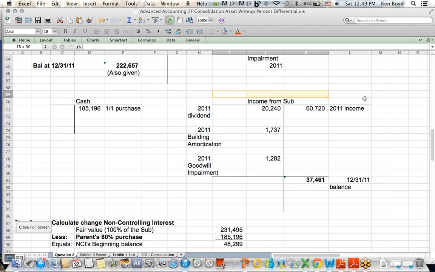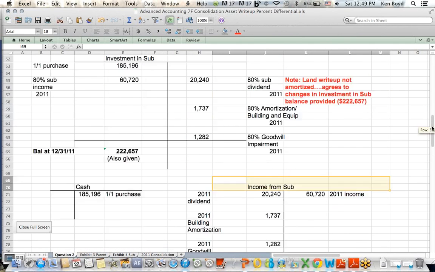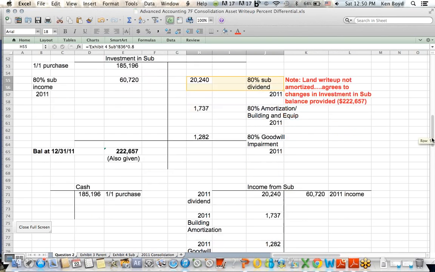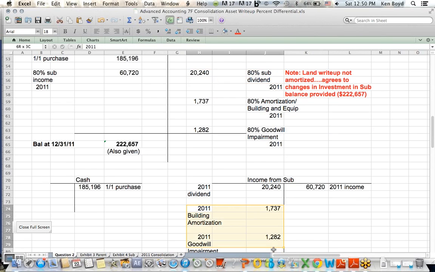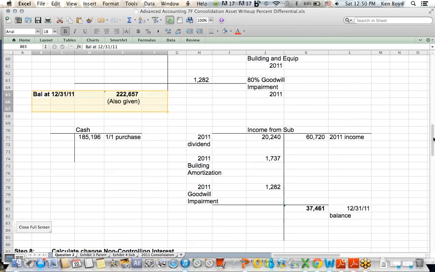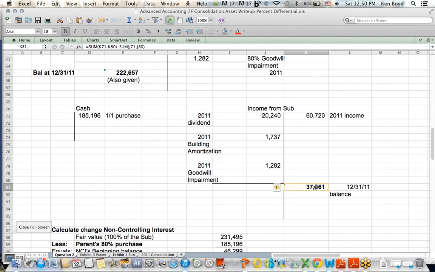So going into income, you have the income equity method. You subtract dividend equity method. And then finally, you have subtractions to income for the amortization and the goodwill. So you've got a total amount for the investment T account right there, $222,657, and we've got an income total.